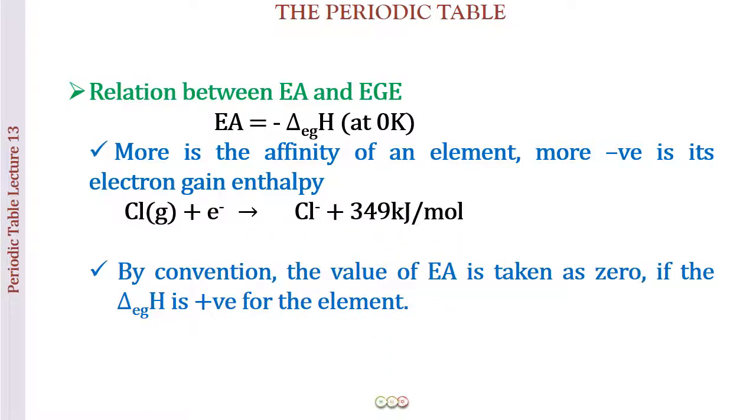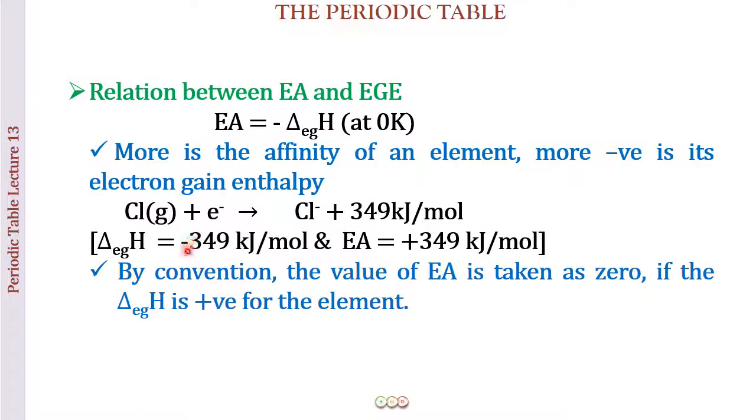You can again understand the same chlorine reaction which we had seen in the last slide. In this reaction, 349 kilojoule per mole is the energy released. So delta H value would be minus 349 kilojoule per mole. And electron affinity is going to be the negative of this number. So negative of minus 349 would mean plus 349 kilojoule per mole. So you can just write simply electron affinity to be plus 349, or if you are given the delta H values, just reverse the sign.